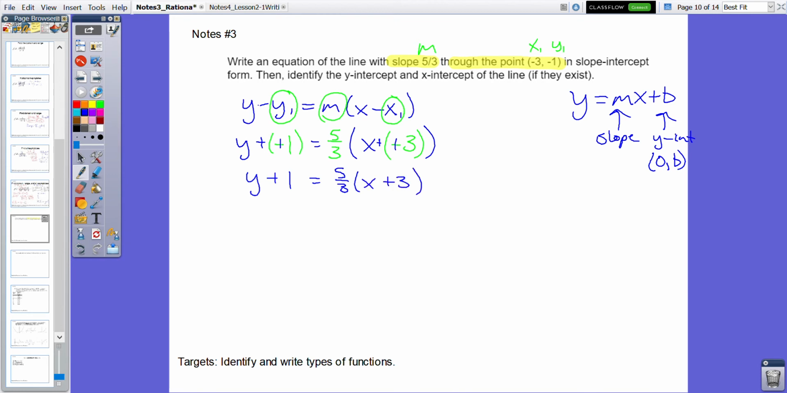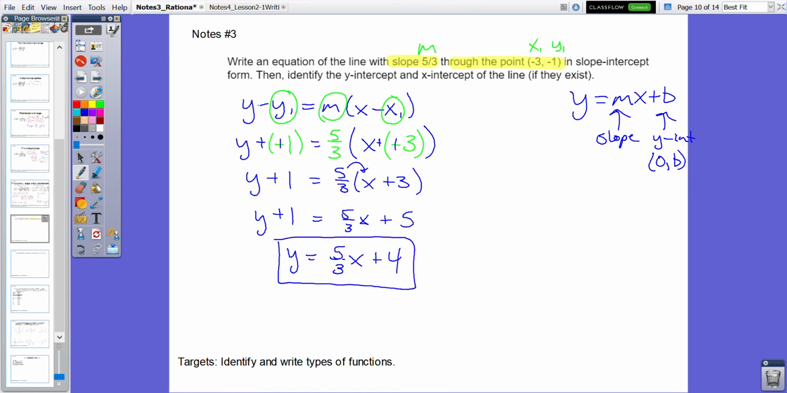And now we're going to go ahead and distribute the 5/3. That gives me, let's see here, 5/3 times x is 5/3 x. And 5/3 times 3 is just going to give me 5. So y plus 1 equals 5/3 x plus 5. Subtract 1 from both sides, we get the line y equals 5/3 x plus 4.